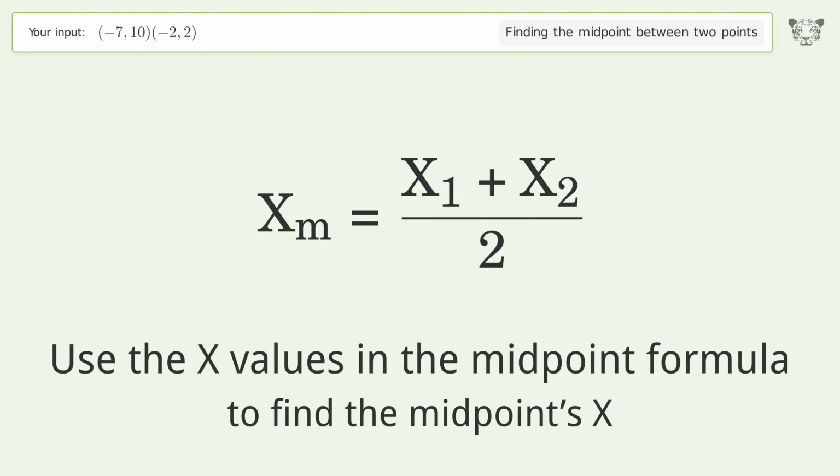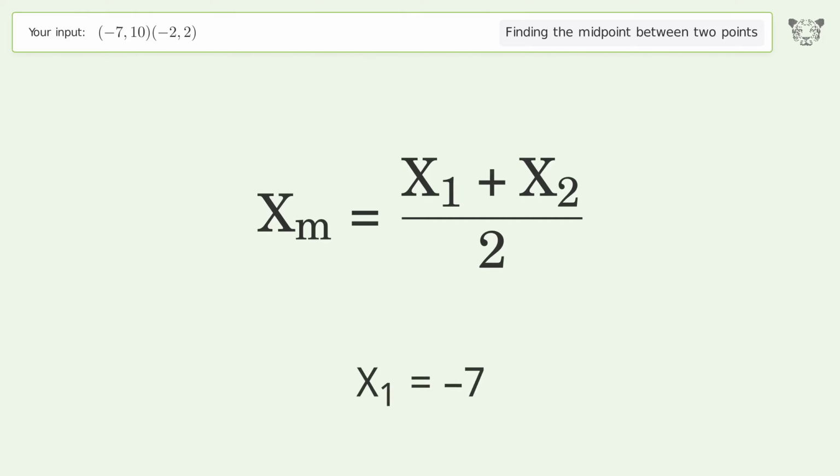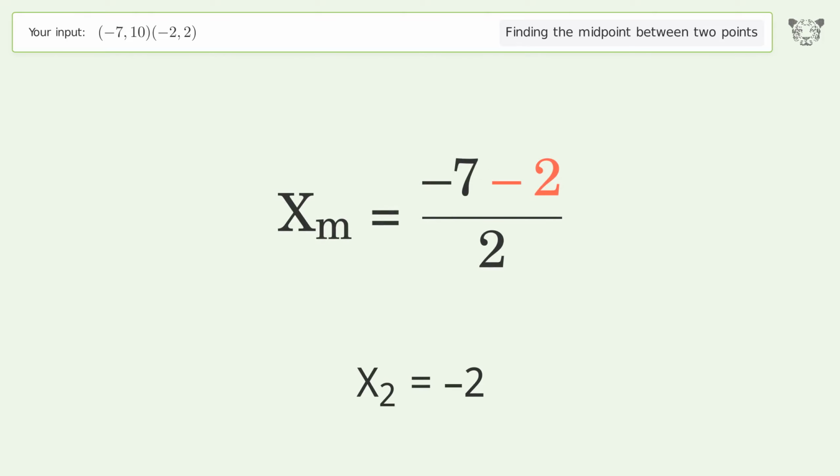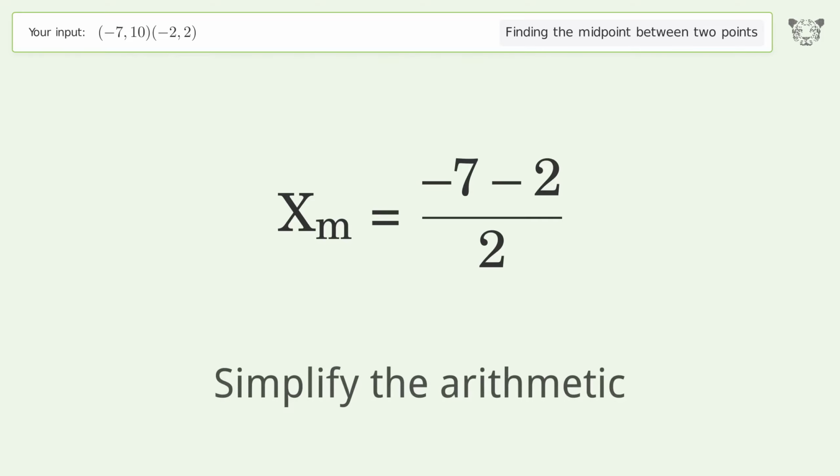Use the x values in the midpoint formula to find the midpoint's x. x1 equals negative 7. x2 equals negative 2. Simplify the arithmetic.